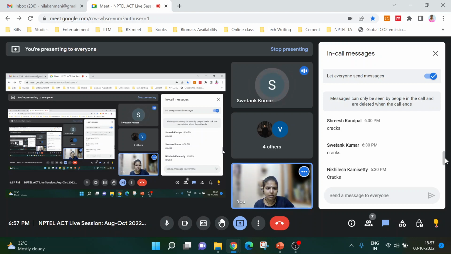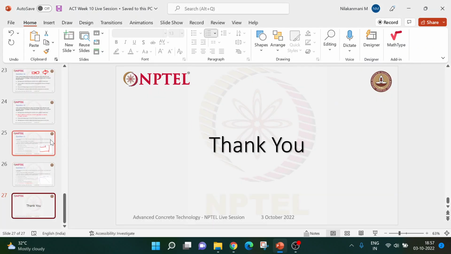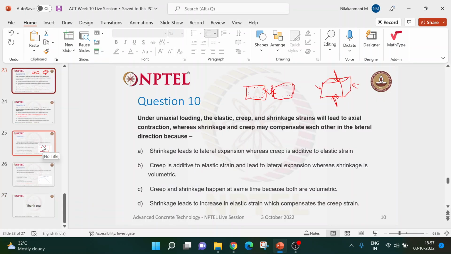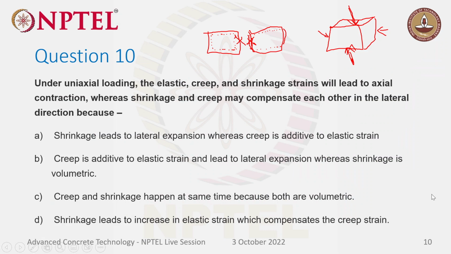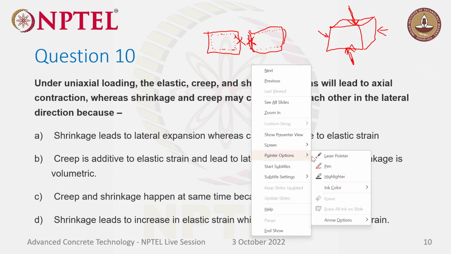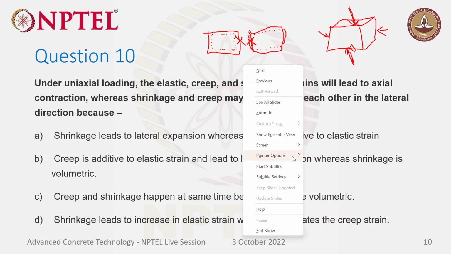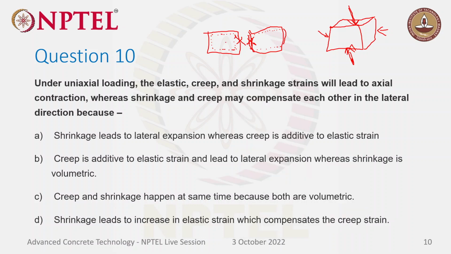Ma'am, sir told that both will compensate each other for the stress development in a column. So how will the compensation happen? Let me go back to the same. I think we have talked about it here. I don't want to open it because this question is just similar to the query you asked. So assume this to be a column.